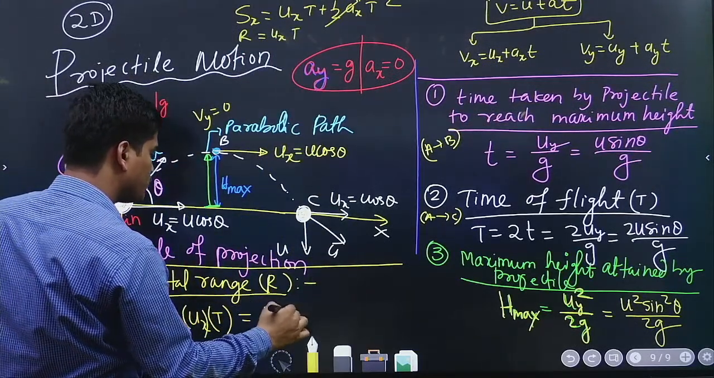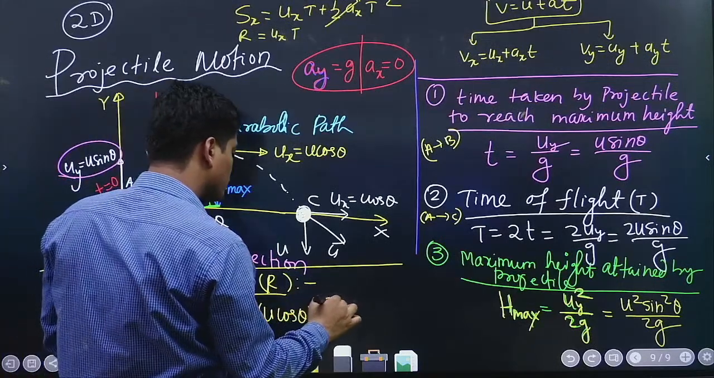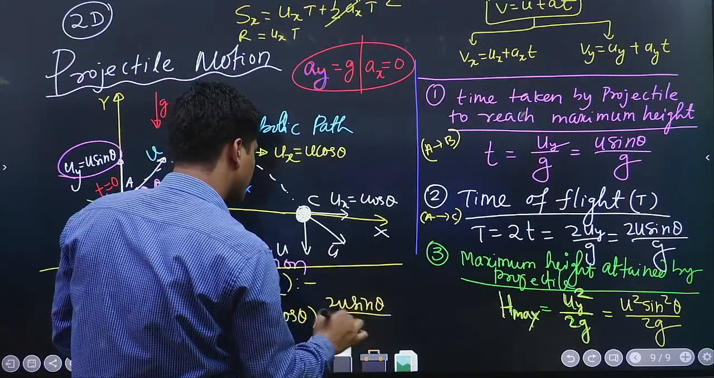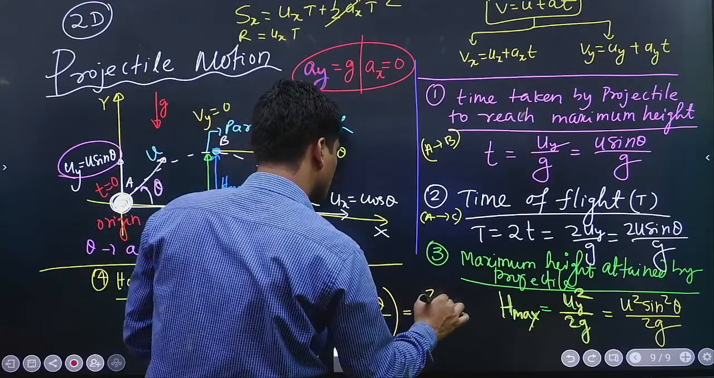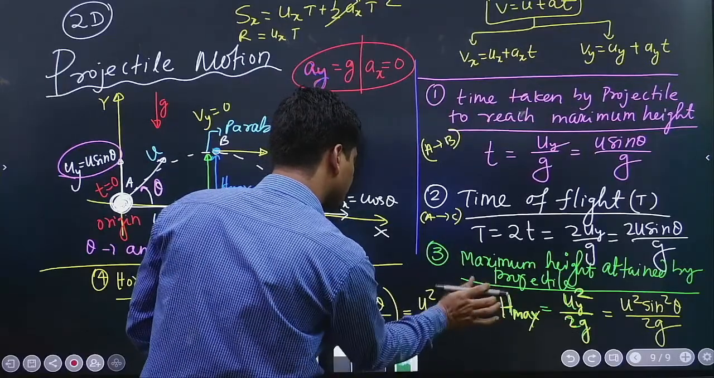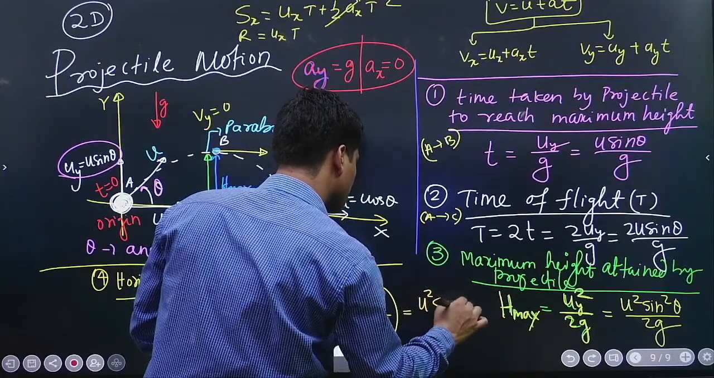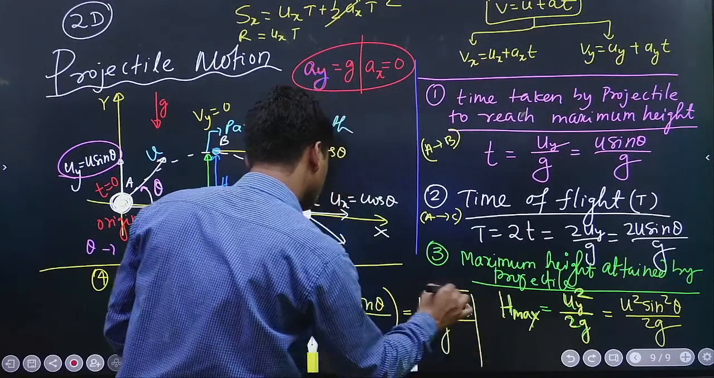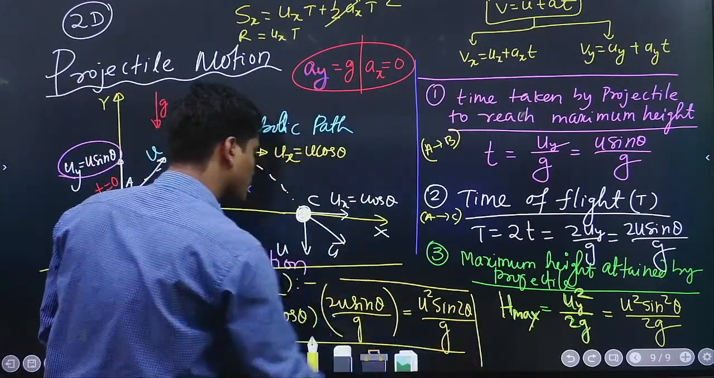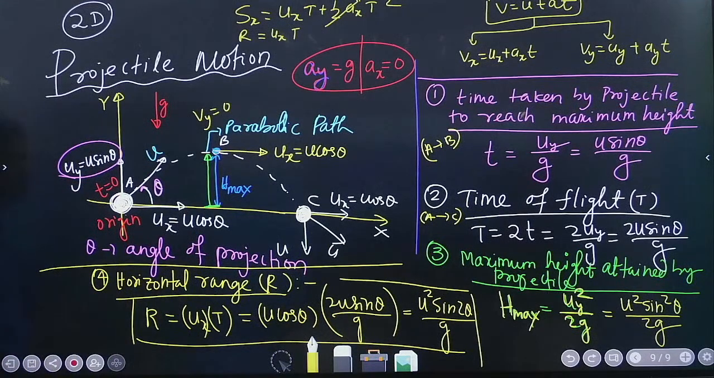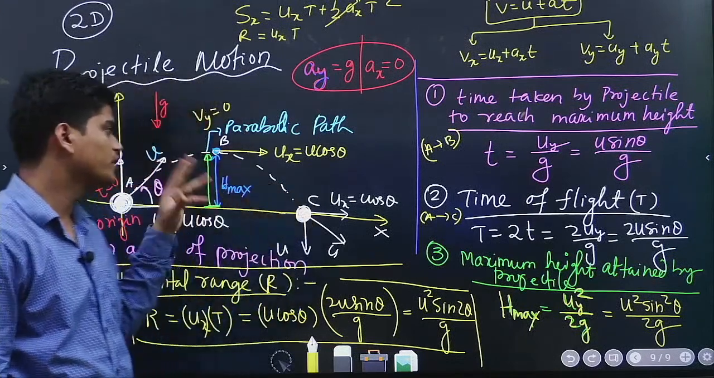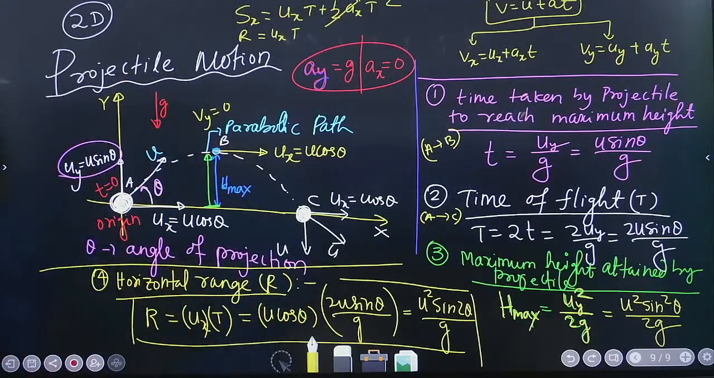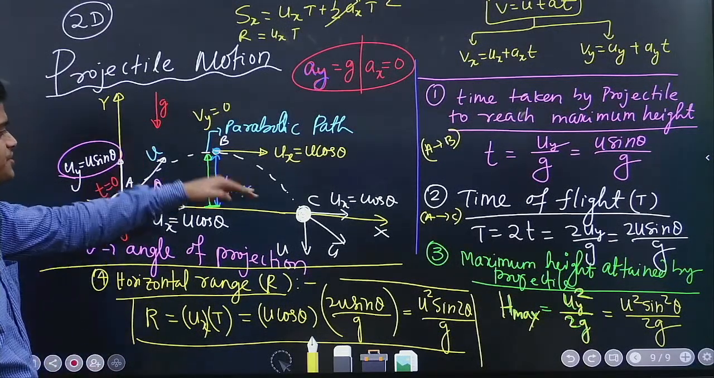So I can substitute here. u cos theta, ux is u cos theta, and T equals nothing but 2u sin theta by g. So everything can be written here: u square sin 2 theta by g. Okay. So these are just normal applications, whatever you are getting here. And apart from this there are also some trajectories. For this one we can find it out also. So what is the trajectory of a projectile? So these 4 to 5 formulas you must remember along with the concepts based on them.